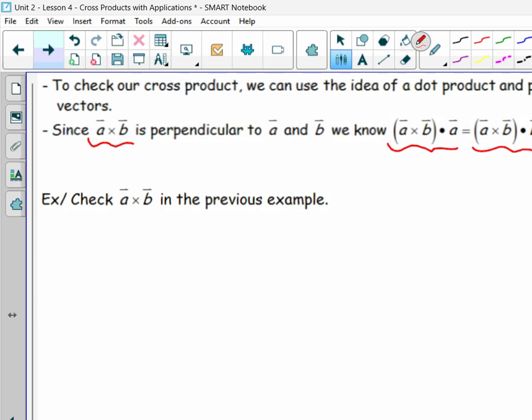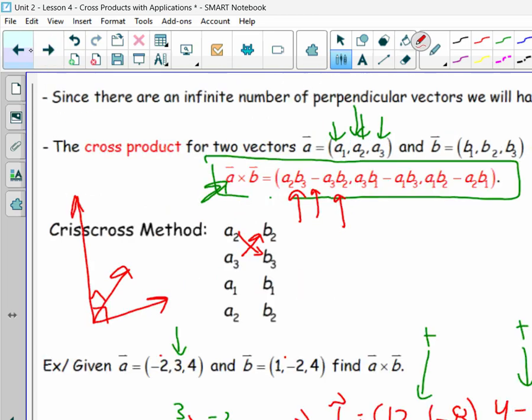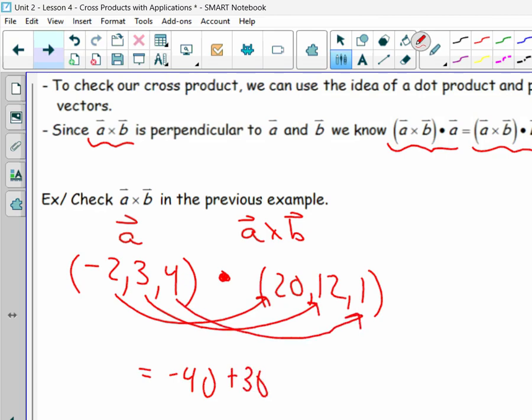So if we test it out, let's go back for a second here. A was -2, 3, and 4. If I take that and I dot it with what I thought A cross B was, which we had 20, 12, and 1, and I do my multiplication here, -2 times 20 is -40. 3 and 12 makes 36. We're making a scalar here, right? So we're adding. And what does that come out to? Oh, it comes out to 0. Hey, I got my cross product right. I know it's right. I just tested it out.